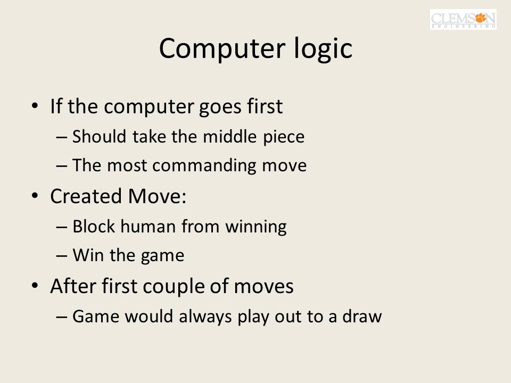So when we did our computer logic, we wanted the computer to take the middle piece if the computer went first. This was the most commanding move, and after the first couple of moves from both human and computer, the logic was to either block the human from winning or to place a marker in a winning move. In this way, the computer never lost, and the game would always play out to a draw.